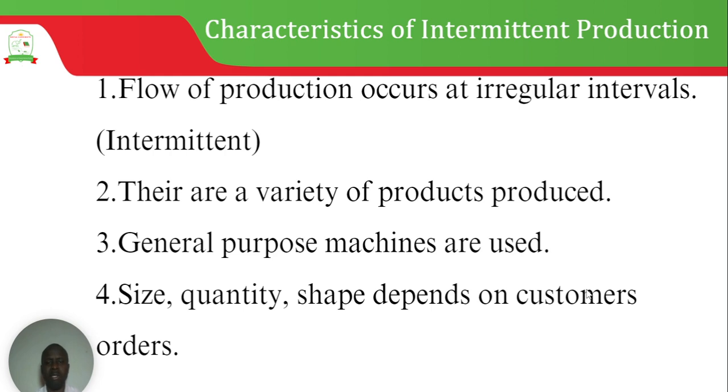Now, characteristics of this system also, like we have said in the definition: flow of production will be at irregular intervals. Actually, that is what makes us call it intermittent. And then there are a variety of products to be produced. So if you go to a tailor's shop, you're going to find they're producing different varieties of a particular garment, depending on who has ordered. You're going to find ladies' garments, men's garments, kids' garments, and so on.